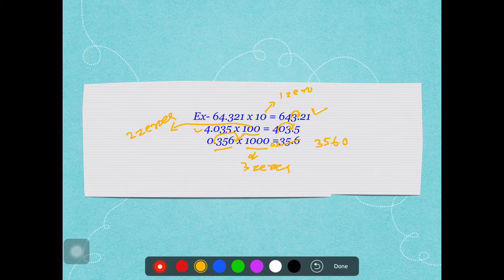Okay, so multiplying by 10, 100, 1000 and such numbers where we have only zeros, it makes it very easy. Just count the number of zeros in the multiplier and shift the decimal towards right.